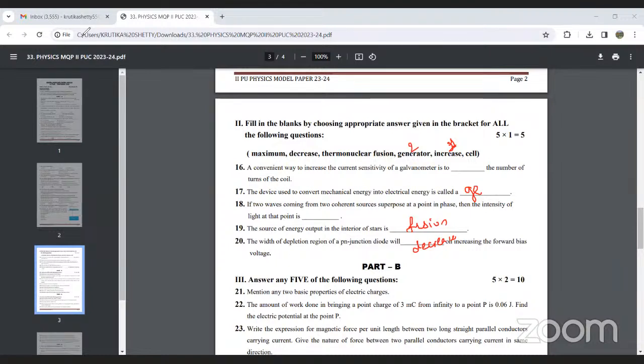Okay. So correct. It is maximum. So question 18 is maximum. Okay. Hope all the fill in the blanks are clear to you.